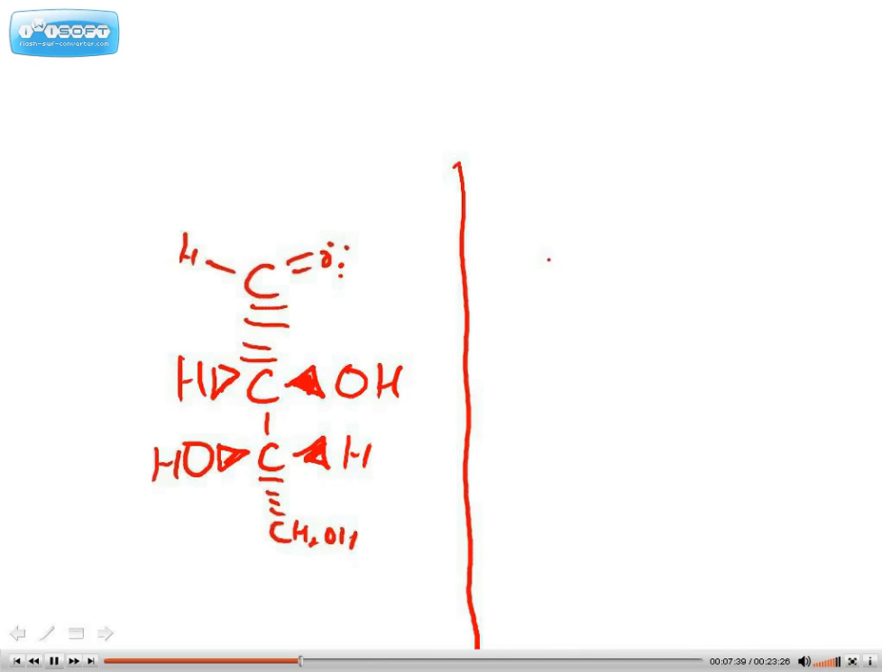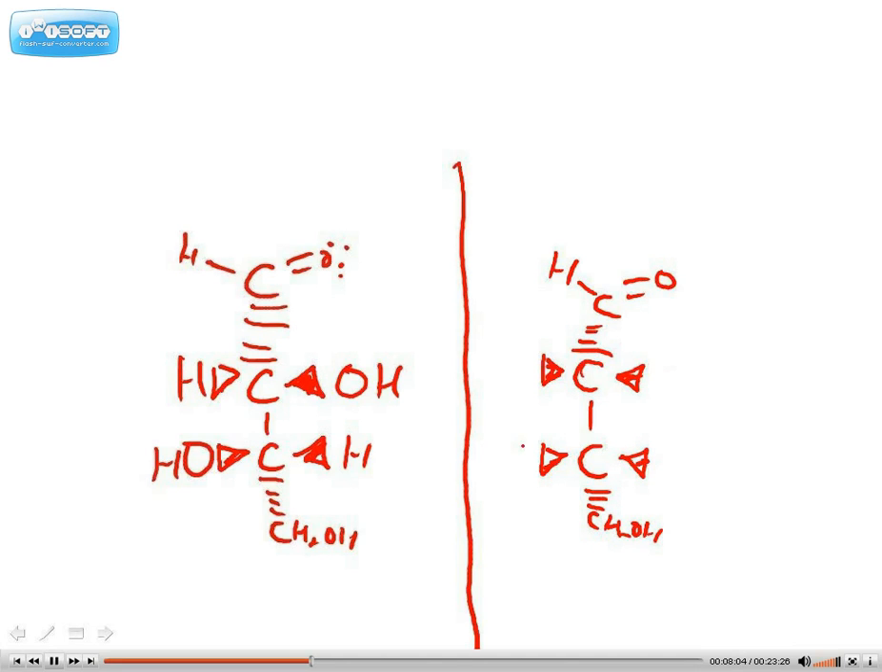So let's go ahead and draw its opposite enantiomer. Let me start making the wedges. Wedges are always going to be horizontal. The peripheral groups that are vertical are always going to be dashes. And here is the mirror image. Notice I simply flip to the other side each of the side groups.